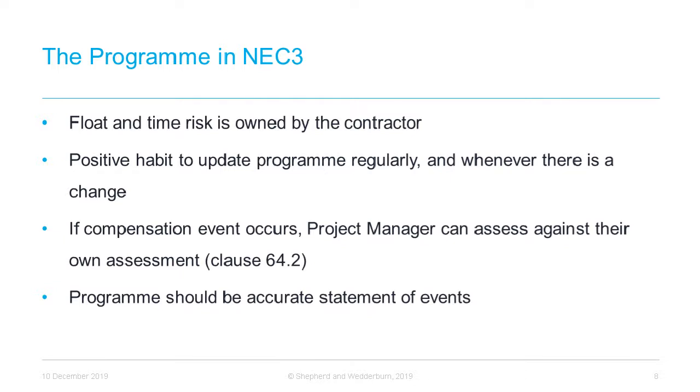Total float is the time a specific activity can be delayed from its early start date without delaying the planned completion date. Terminal float is the difference between a contractor's planned completion date and the completion date set in the contract. And time risk allowance is the amount of time allowed by the contractor in programming individual activities for the risk of delay should problems arise. This can be for risks such as poor weather and inefficiencies on site that have a reasonable probability of occurring but are not significant enough to merit inclusion in the risk register.